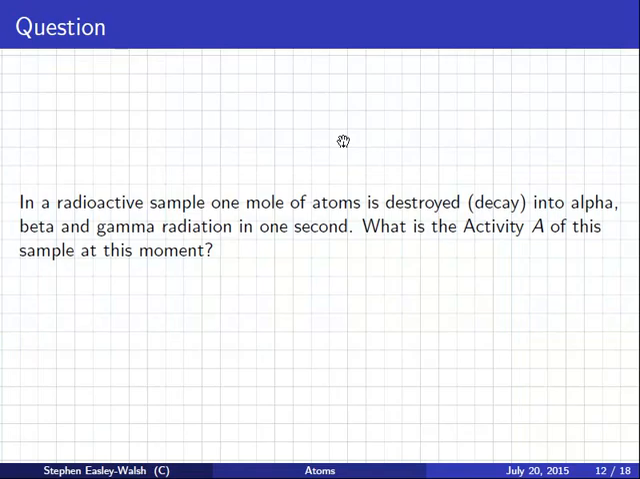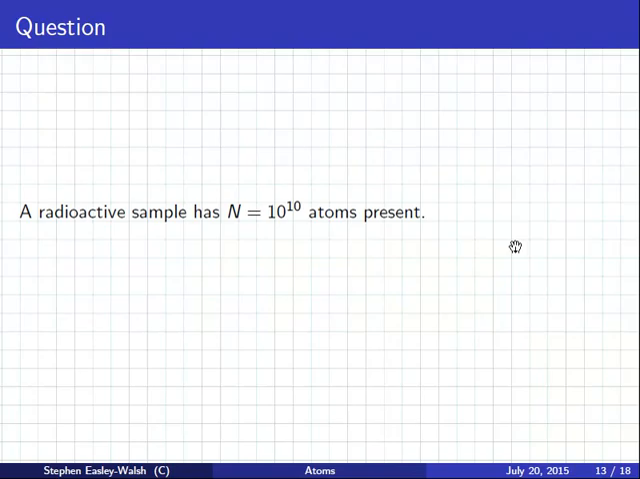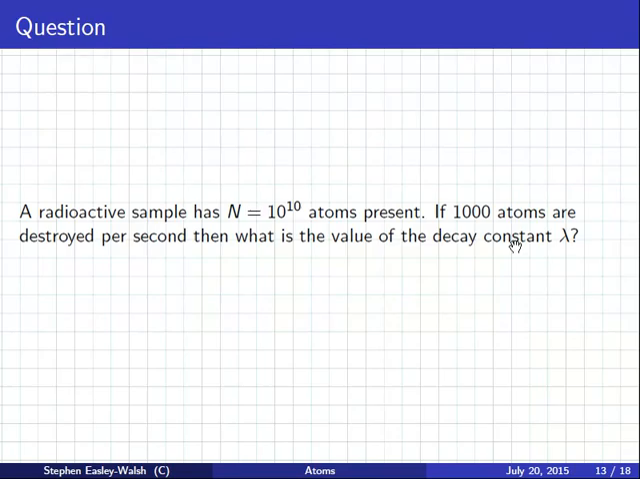Right, a radioactive sample has 10 to the 10 atoms present. If 1,000 atoms are destroyed per second, then what is the value of the decay constant? So, again, do this one for me. I want to know what the lambda is.